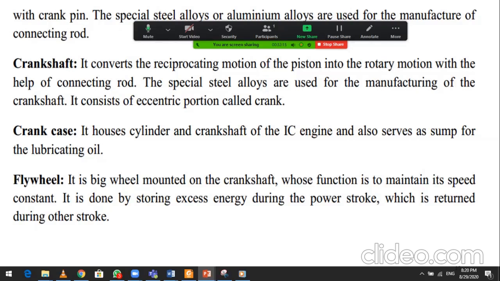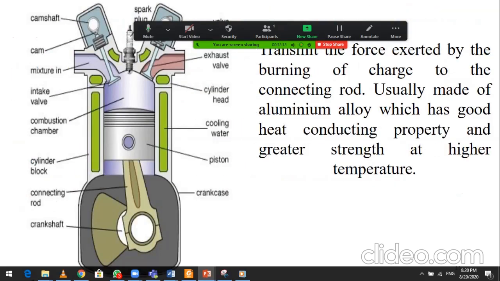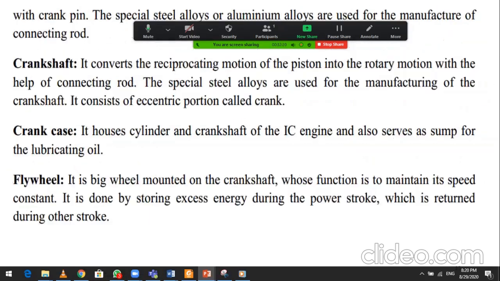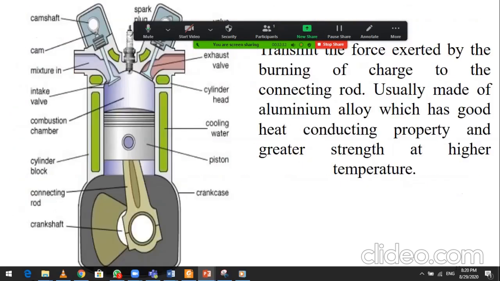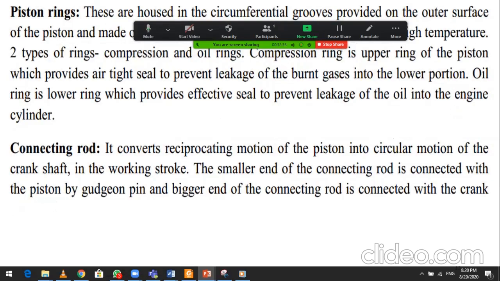Okay, and we have a crankcase. You can see the crankcase here. It houses the cylinder and crankshaft of the IC engine and also serves as a sump for the lubricant oil. Here you will also find the oil. And we have a flywheel. You can see the flywheel here along with the crankshaft.